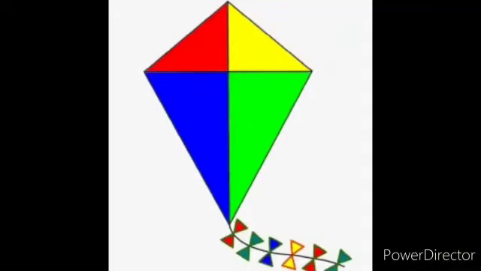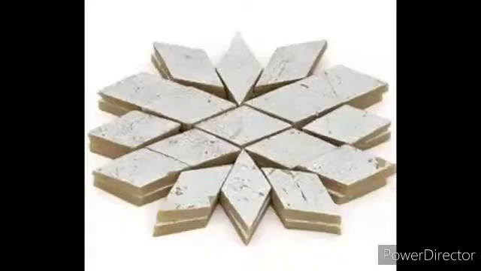This is a kite. This is a signboard. Next, this is a fish. This is a sweet kaju katli.